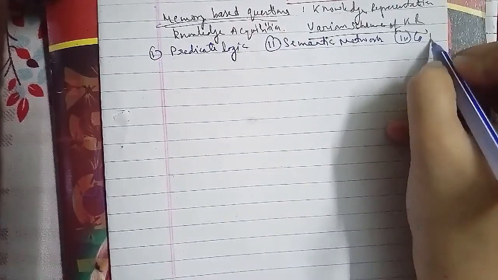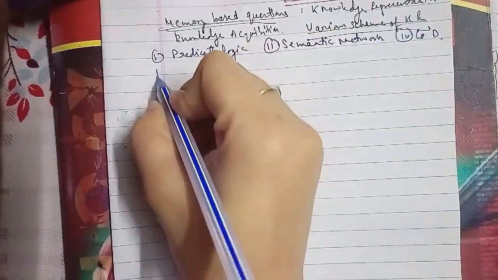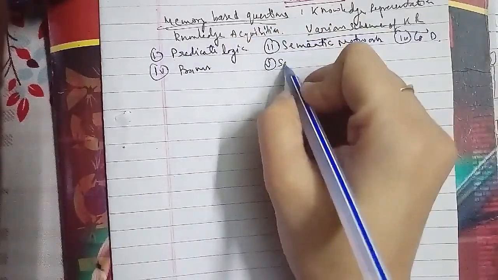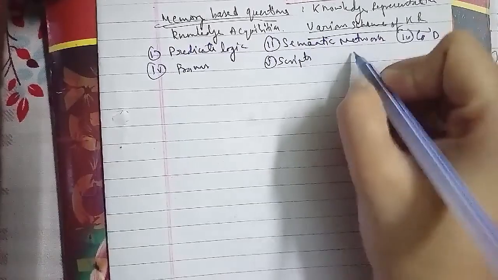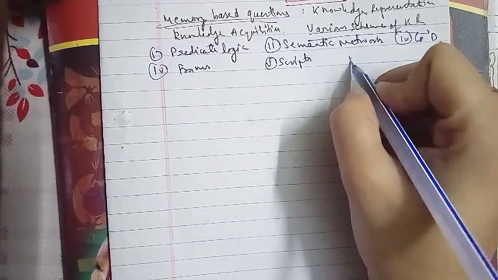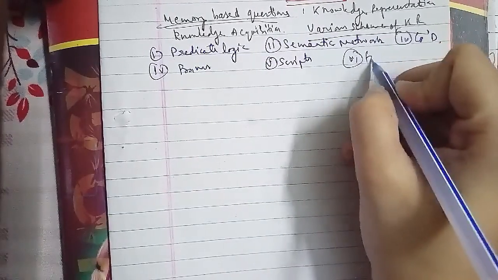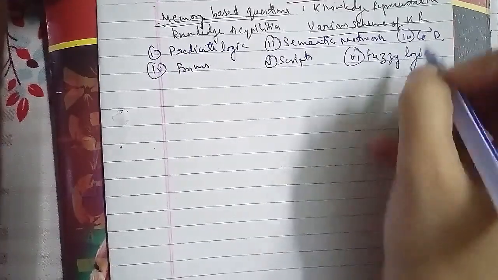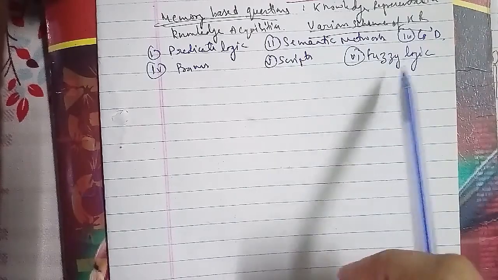These were the various schemes of knowledge representation, and there are several representation schemes that have become popular in artificial intelligence: predicate logic, semantic network, conceptual dependencies, frames, scripts, and fuzzy logic as well. Now we'll go ahead and discuss another one: what do you mean by logic?